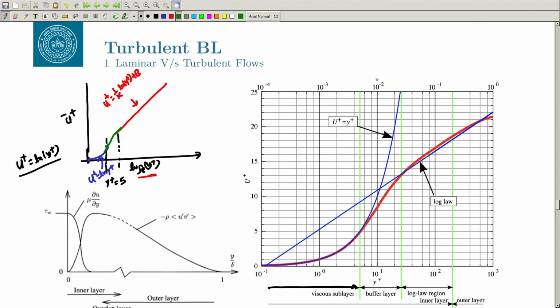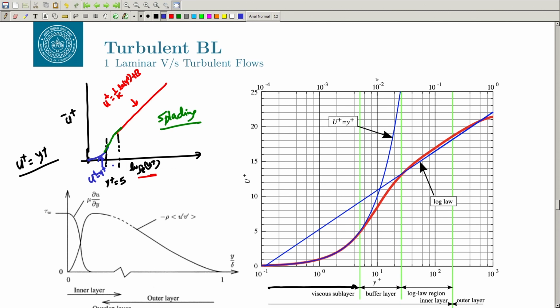In fact, Spalding later proposed a law which basically connects smoothly, a single law. Okay, no, this is not ln y plus. In the viscous sublayer, this is u plus equal to y plus, not ln y plus. Pardon my mistake. So this region is u plus equal to y plus, that's why it is not a straight line. So u plus equal to y plus and u plus equal to 1 by kappa ln y plus b.